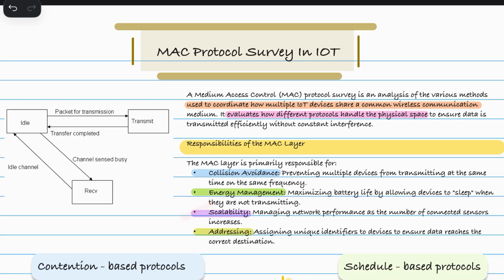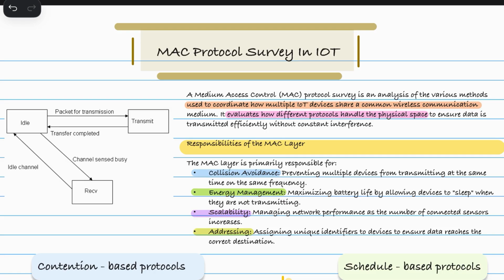It also ensures scalability, maintaining clear channels when you add 5,000 new sensors to the room. And it also handles addressing, making sure that every data packet has a precise hardware address so that it doesn't get delivered to the wrong node. So whatever problems we are facing in the wireless access medium, we have answers in MAC protocols.